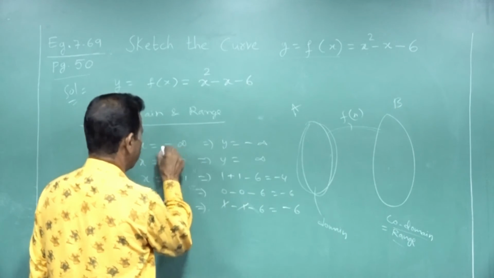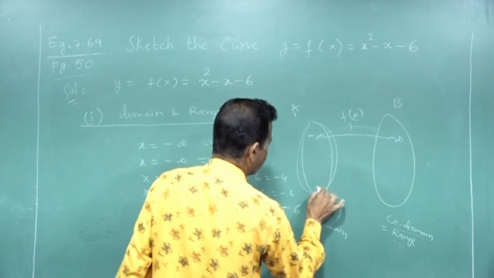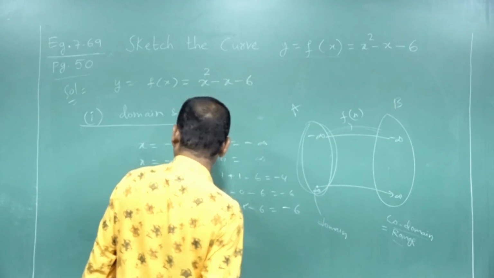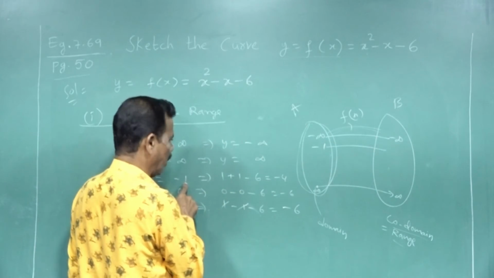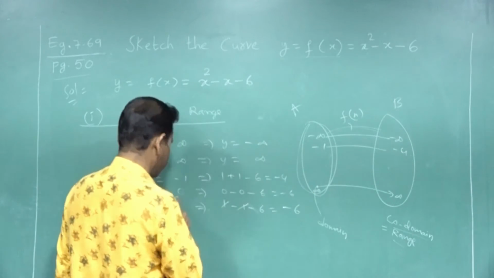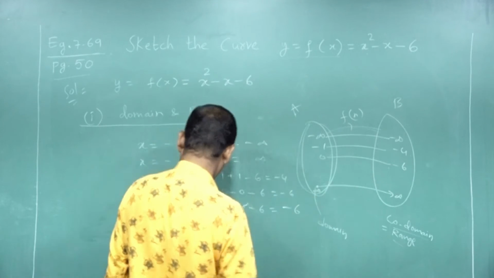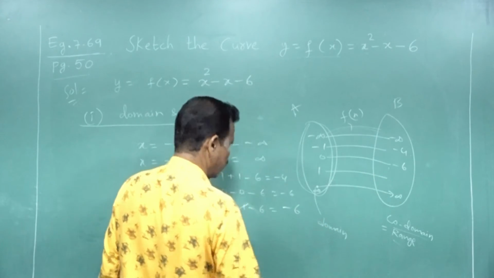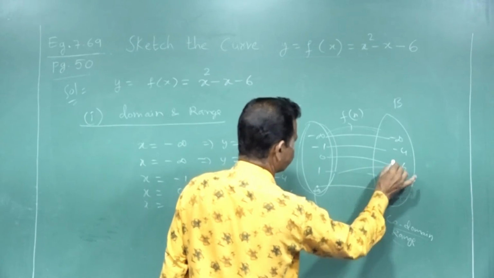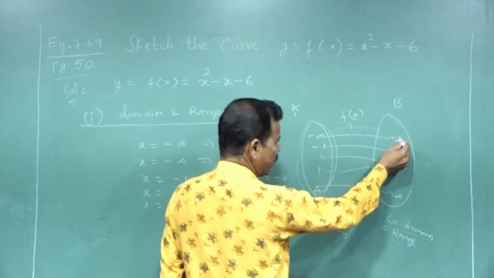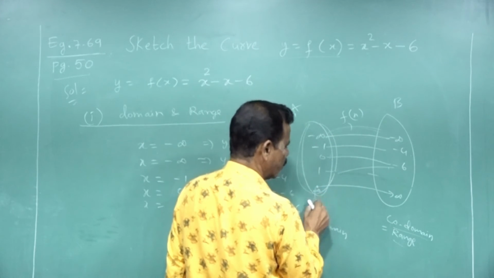So when x tends to minus infinity, y is also minus infinity. When x is equal to infinity, it is also infinity. After that, minus 1 is related to minus 4, 0 is related to minus 6, and 1 is related to minus 6. So minus 6 comes twice. Every element in B has at least one element related to it, that's why it is a function.